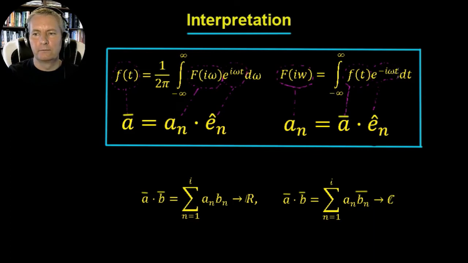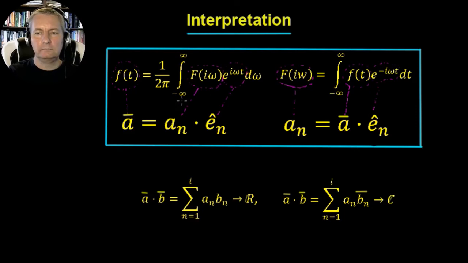Now that's equivalent to what we've got up here. Our values of an, which are our constant coefficients of this vector A, are equivalent to our f of I omega. The vector A is equivalent to our function f of t, and the orthonormal basis e hat n is equivalent to our e to the minus I omega t, and the dot product is equivalent to multiplying both of these together and integrating from minus infinity to infinity by dt. If we do that, we're able to find our values of an.